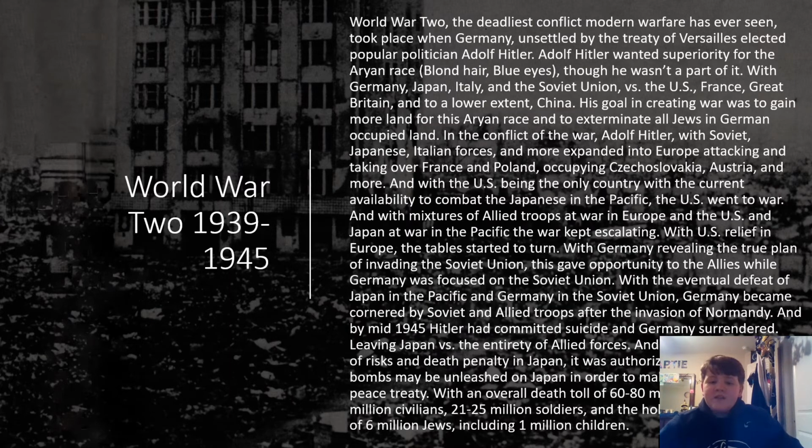With Germany, Japan, Italy, and the Soviet Union versus the US, France, Great Britain, and China to a small extent. And his goal was to gain more land for the Aryan race and to exterminate all the Jewish people in German-occupied Europe. In the conflict of the war, Adolf Hitler, with Soviet, Japanese, Italian, and more help, expanded into Europe, attacking and taking over France and Poland, occupying Czechoslovakia, Austria, and a lot more.